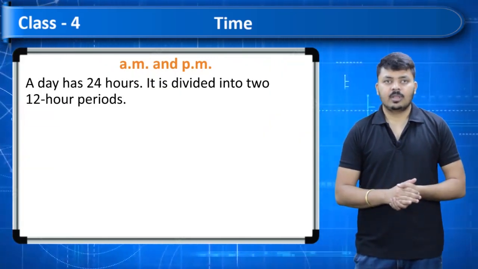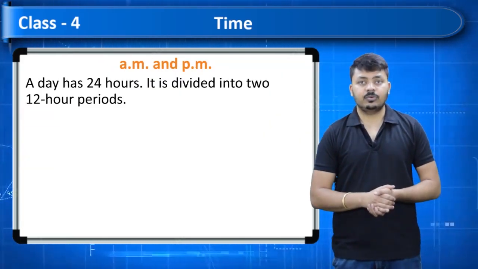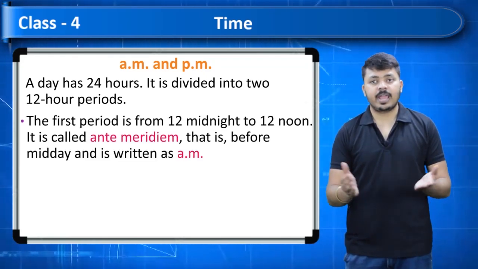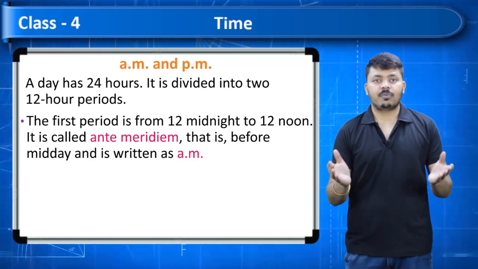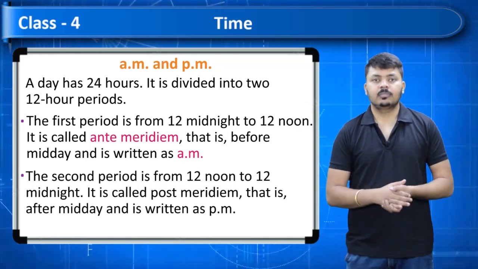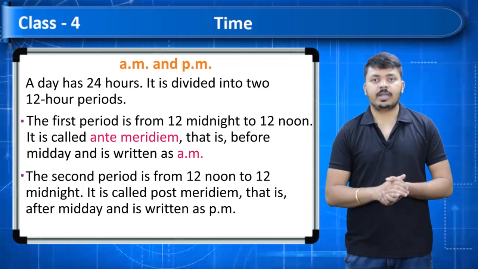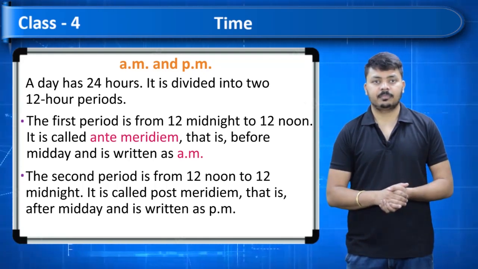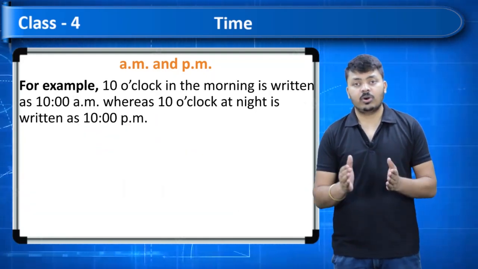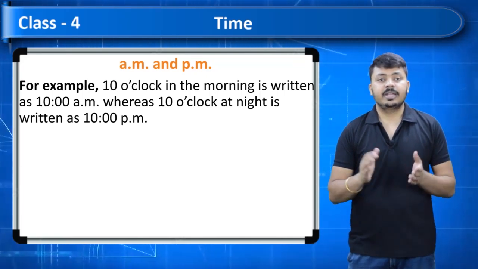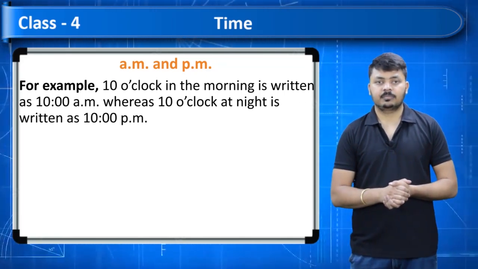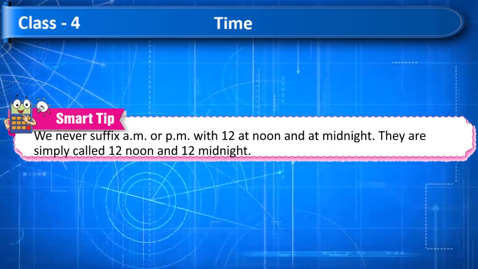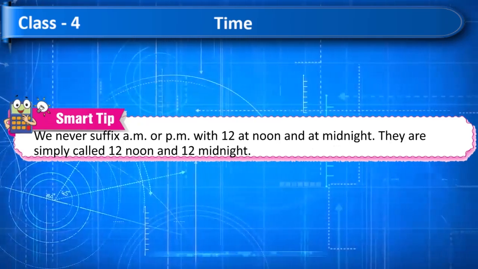AM and PM. A day has 24 hours. It is divided into 12-hour periods. The first period is 12 midnight to 12 noon, which is called antemeridian. That is before midday and is written as AM. The second period is from 12 noon to 12 midnight. It is called postmeridian. That is after midday and is written as PM. For example, 10 o'clock in the morning is written as 10 AM, whereas 10 o'clock at night is written as 10 PM. Smart tip: we never suffix AM or PM with 12 at noon and at midnight. They are simply called 12 noon and 12 midnight.